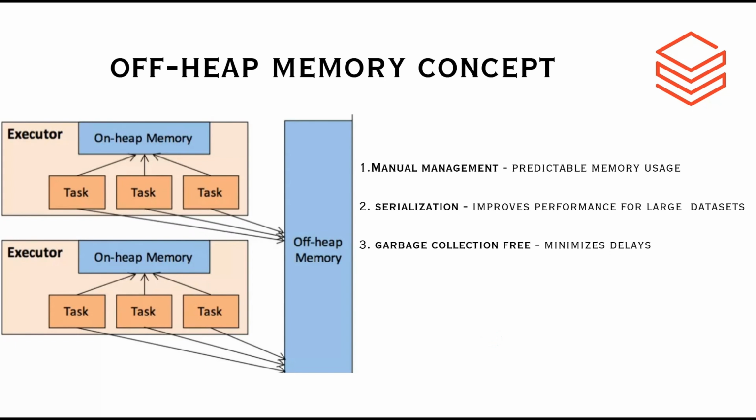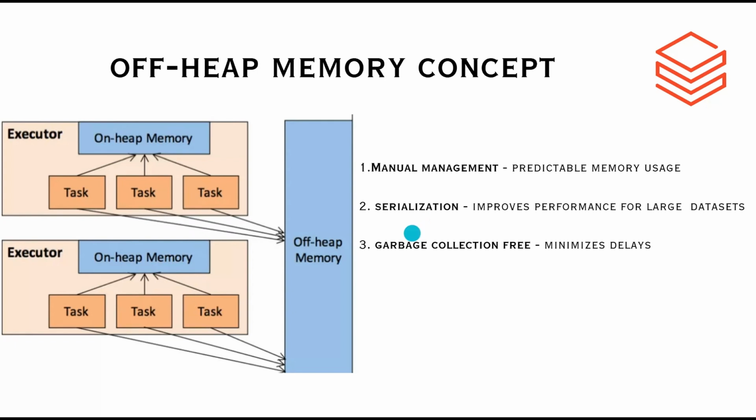If we talk about some characteristics of off-heap memory, the first one is manual management. Off-heap memory is managed directly by Spark rather than the JVM. This means that Spark must handle the allocation and cleanup explicitly. Then the next one is serialization. Data stored in off-heap memory is serialized into a compact binary format. While this improves efficiency, it can also introduce additional overhead for serialization and deserialization.